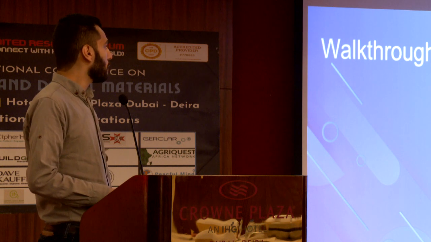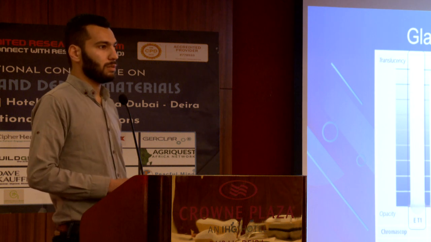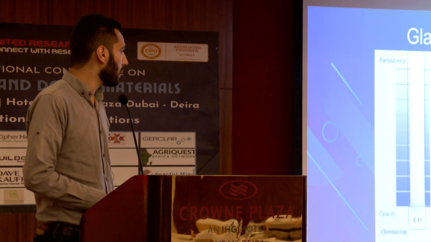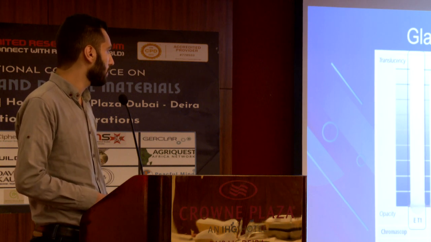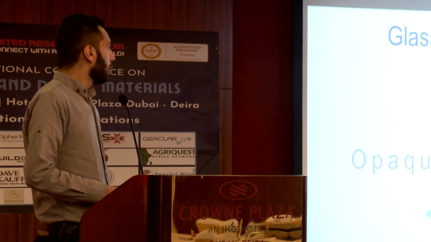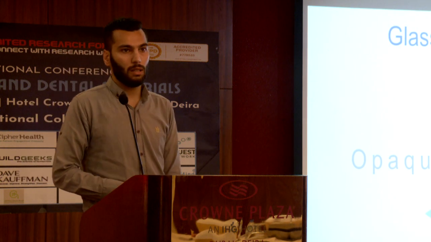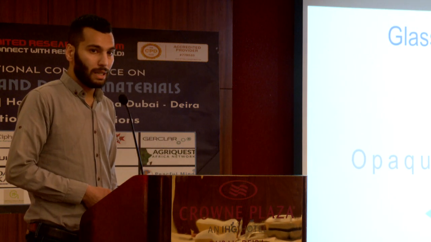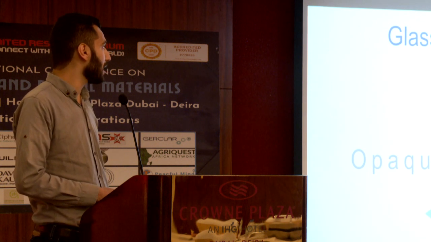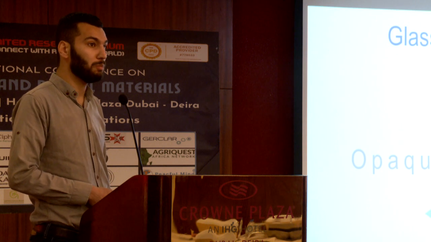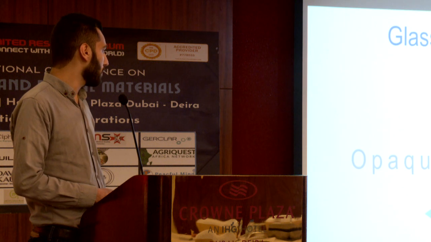Okay. First of all, for glass matrix ceramic, we'll focus on four shades of glass ceramic, which are translucent, opaque, A1 and A3. When we choose the opaque shade of glass ceramic, we found there was no effect of the resin cement at two thicknesses, 0.5 and 1 millimeter, except for the A3 cement at 0.5.